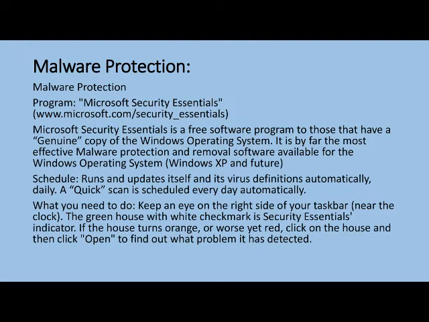What you need to do: keep an eye on the right side of your taskbar. The green house with white check mark is the Security Essentials indicator. If the house turns orange or worse yet red, click on the house and then click Open to find out what problem it has detected.